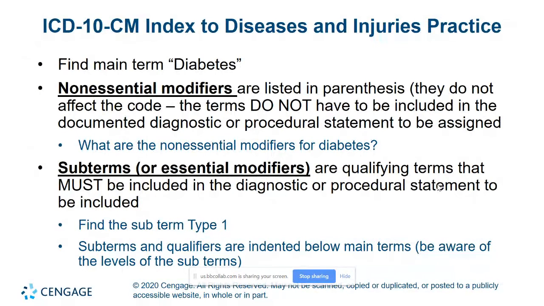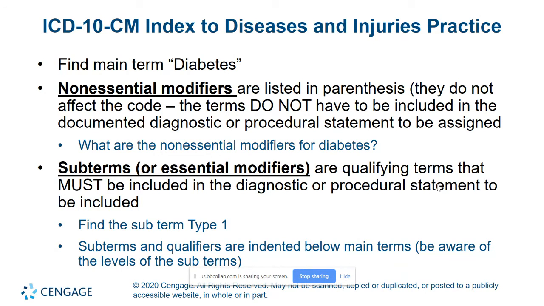So again, if you're looking at a patient record, they could just say diabetes with type 2 diabetes with complications. If it doesn't specifically say sugar, that's fine. It doesn't have to. But if it says sugar, then that's okay. Those don't make a difference. The ones that are in parentheses there don't have to be included for you to go to that code. Your subterms, those are essential.